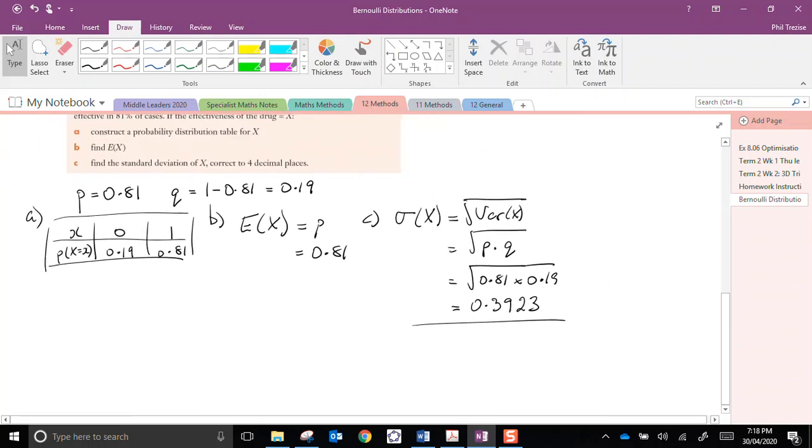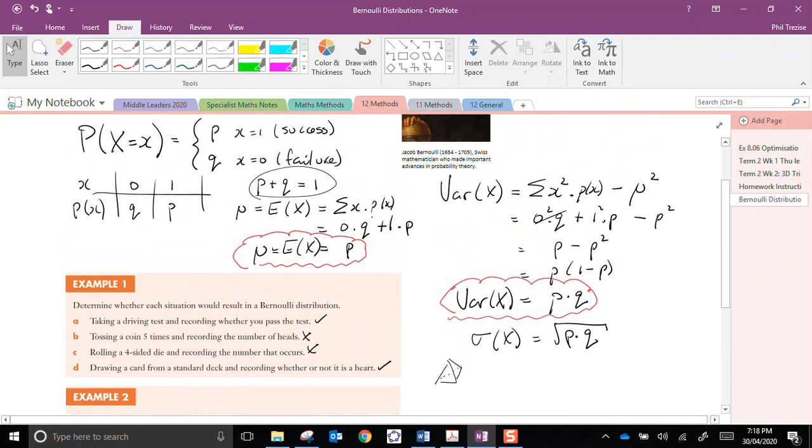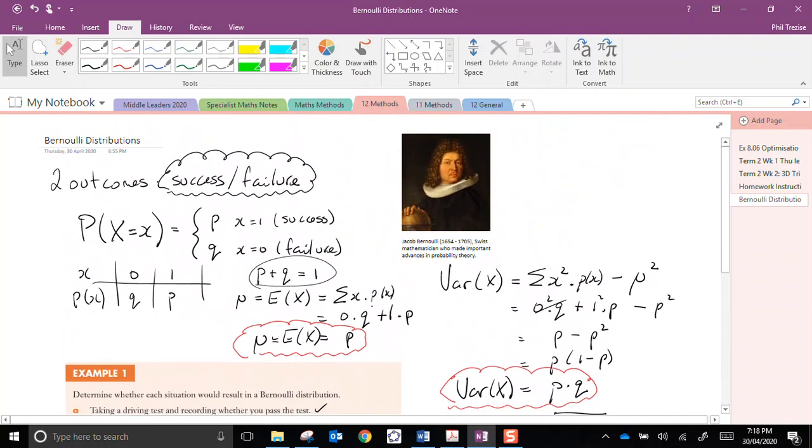So the mean value is 0.81, and the standard deviation is 0.3923. There you have it. That's a very brief introduction to the concept of a Bernoulli distribution, a probability experiment with just 2 outcomes. That's all for now.